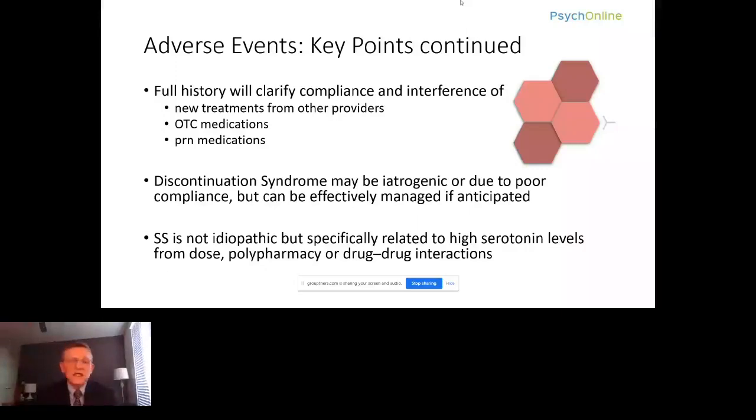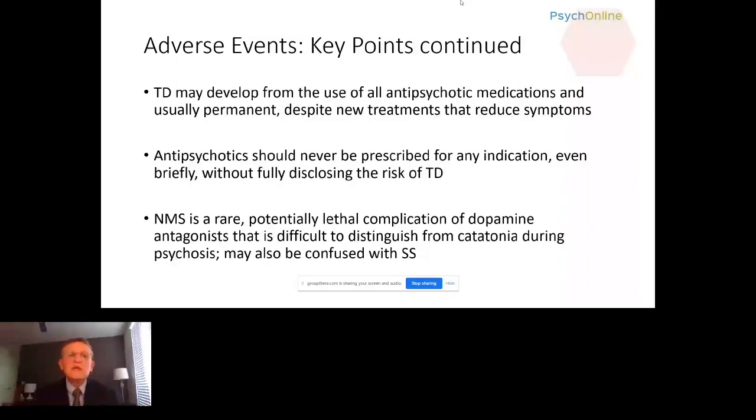Serotonergic syndrome is not idiopathic, but specifically related to anyone developing high serotonin levels from dose, polypharmacy, or drug-drug interactions. Tardive dyskinesia may develop from the use of all antipsychotic medications and is usually permanent despite our new treatments that reduce symptoms. Antipsychotics should never be prescribed, therefore, for any indication, even briefly, without disclosing the full risk of tardive dyskinesia. NMS is a rare but potentially lethal complication of dopamine antagonists that's difficult to distinguish from catatonia during psychosis and is easily confused with serotonin syndrome.